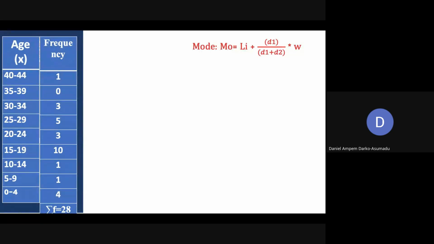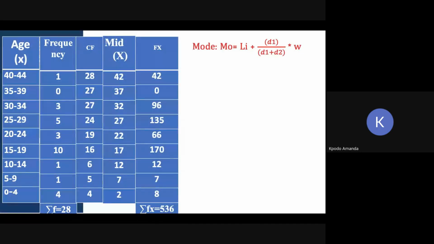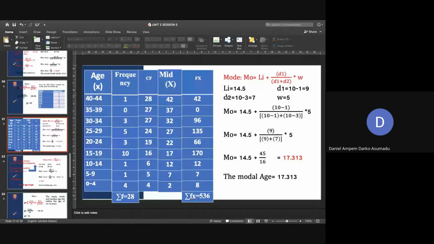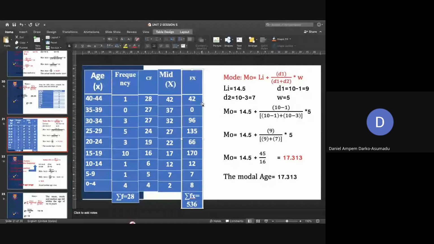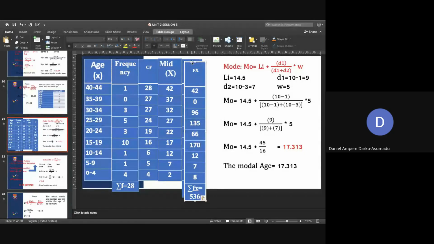Please, is that clear? Yes, sir, it's clear. Sir, please come again. Let me show you. Let me try and add that section to it. You can see my screen. I'm trying to do something to make it clearer.